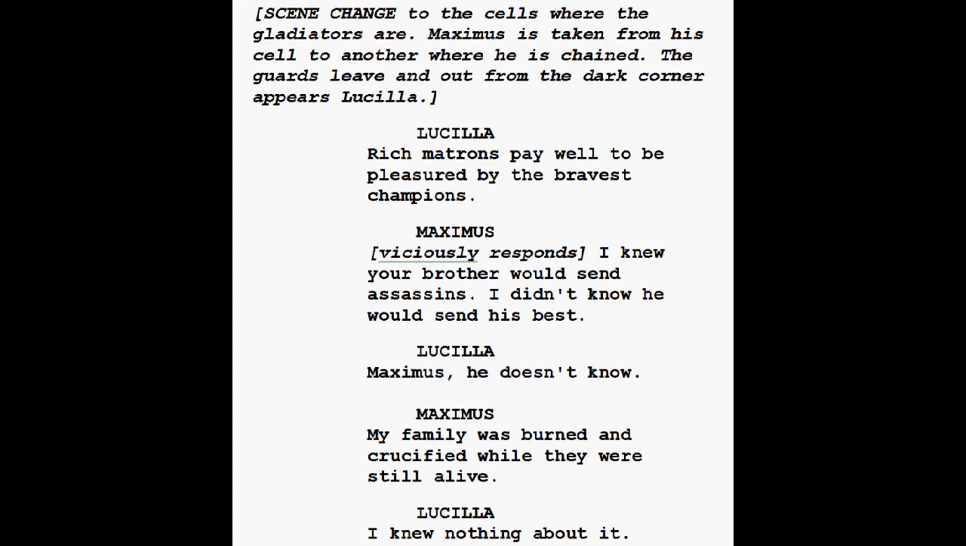After Lucilla finds out that the gladiator is Maximus, she goes to visit him to enlist his help to overthrow the brother. She's going in under the guise that she's a rich matron who's paying to have sex with the gladiator. And immediately he turns around and says, about the assassin, "I didn't know he would send his best." So obviously there's an issue of trust here. Nothing's really going to get accomplished until there's some level of trust. So let's see how that goes.